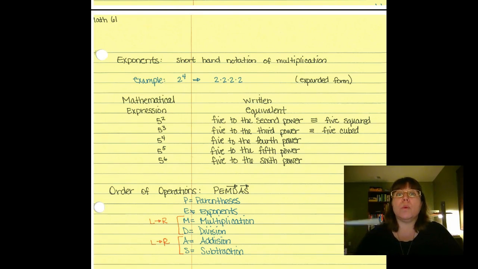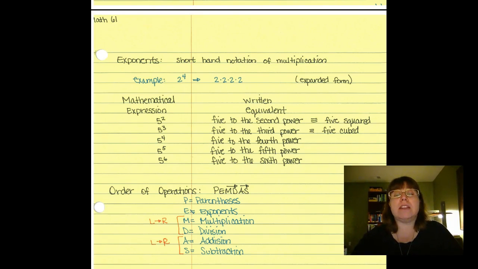How we word a mathematical expression like 5 to the power of 2, well, that's 5 to the second power. We can also call it 5 squared. 5 to the third power is also called 5 cubed. Now our special language stops after cubing, so it's just 5 to the fourth power, 5 to the fifth power, 5 to the sixth power.